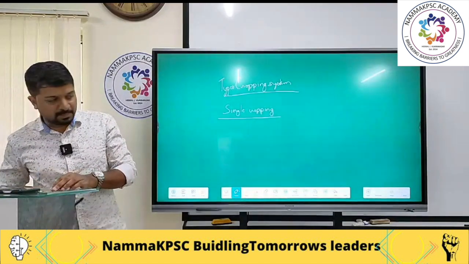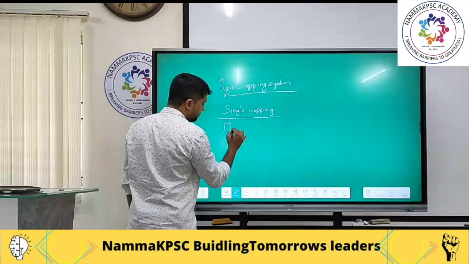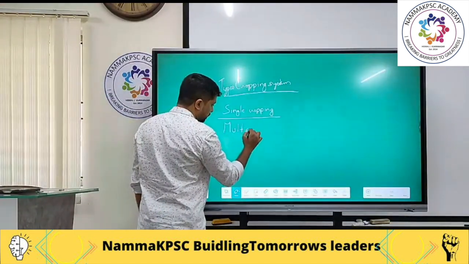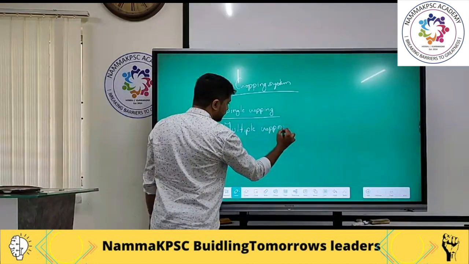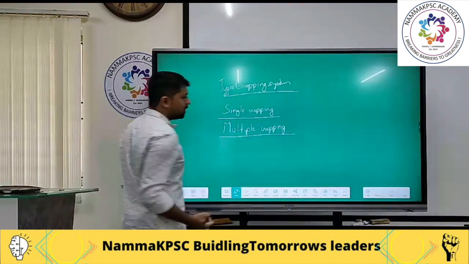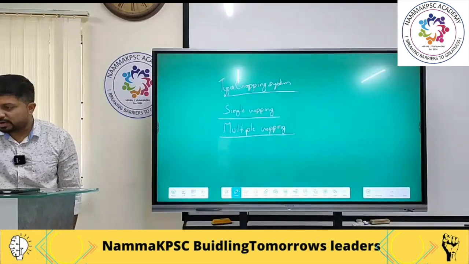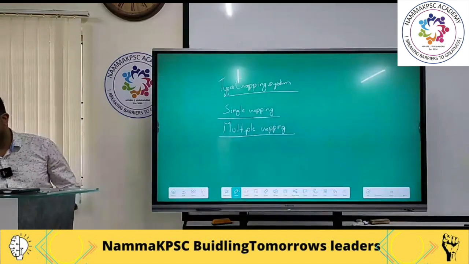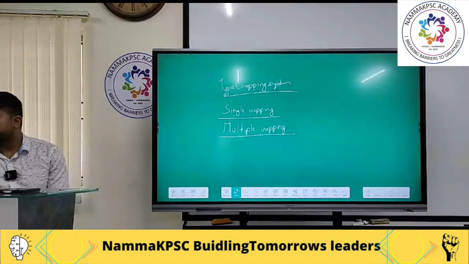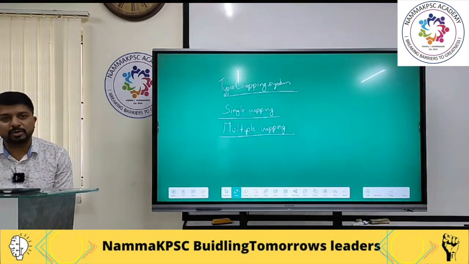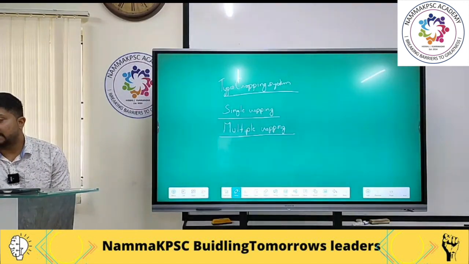Next we'll see multiple cropping. After single cropping, what is multiple cropping? It does not matter whether it is at a time or not, but growing of more than one crop on a piece of land. Growing of more than one crop on a piece of land. What do we call it? We call it as multiple cropping.